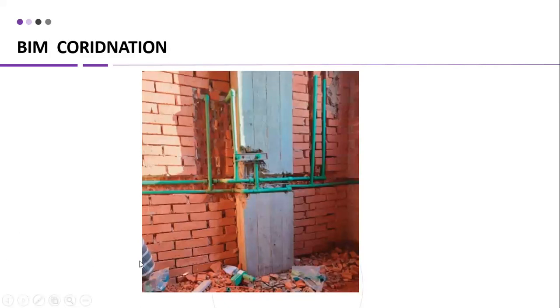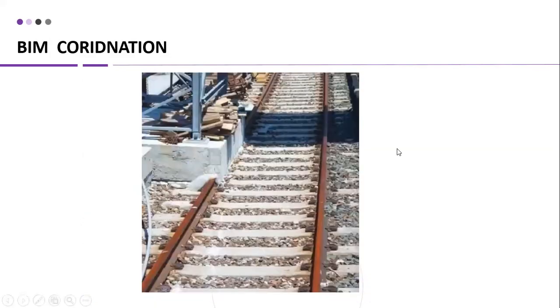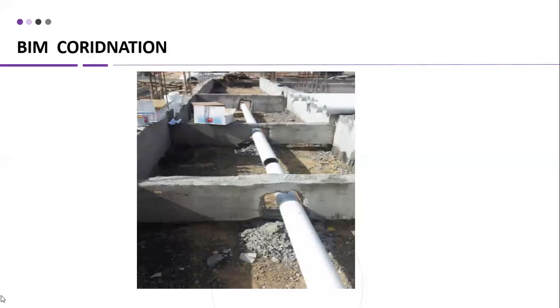Next one, you can see we got the piping, and we have a staircase. Here you see how the piping is going down, and here the staircase, and then we have a railway track. So this is all because of lack of coordination. That is what I meant to say. You see, we never do it like this.